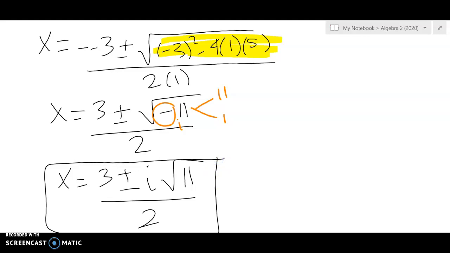I have an i in my solution, which means there are imaginary solutions. I cannot see them on my graph. I don't know where they cross. So when I write this, I'm going to say there are no real, that's the key word, no real solutions. There are solutions. They're just imaginary. I can't see them. There's no real ones to see on the graph.